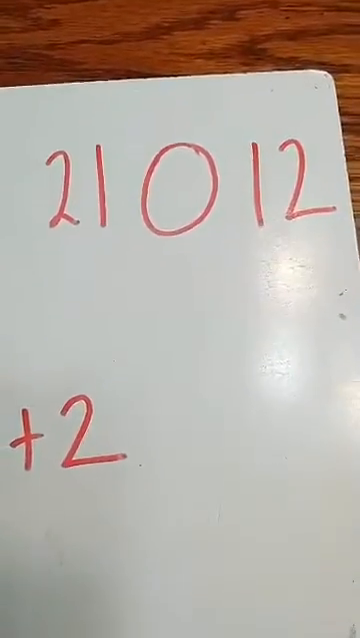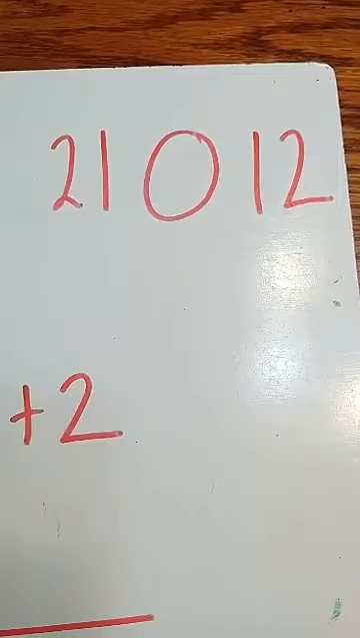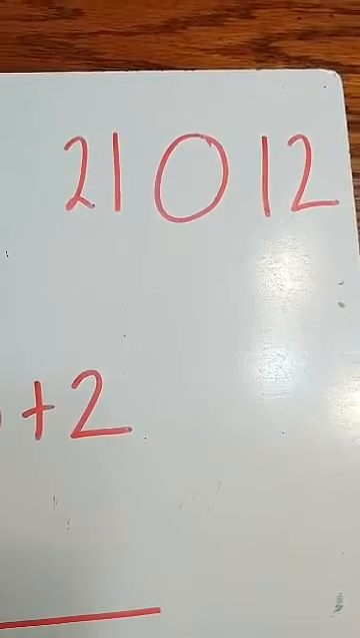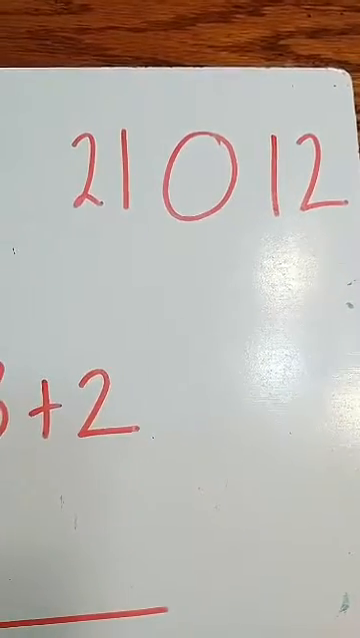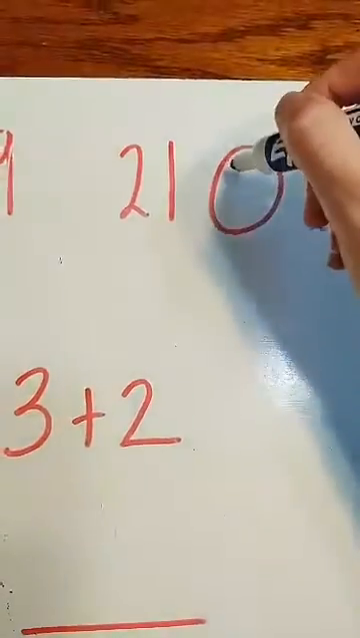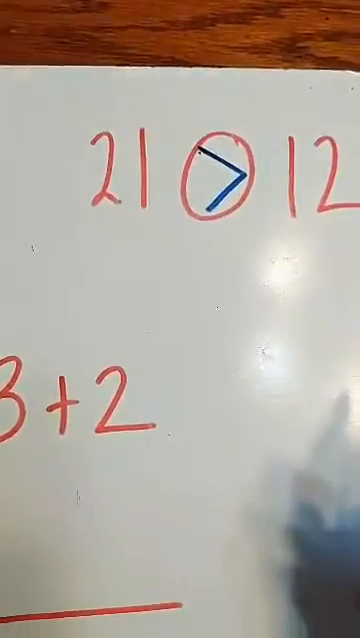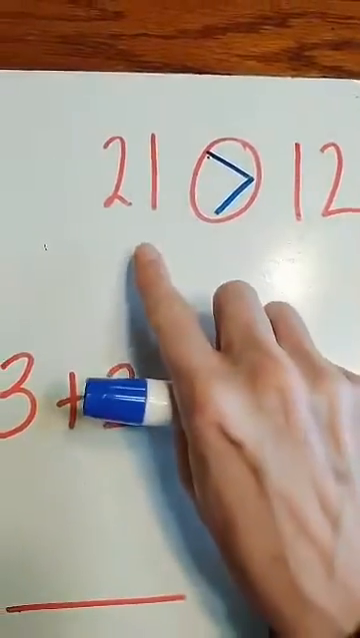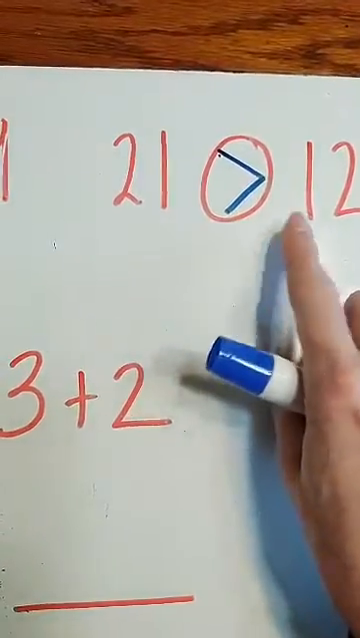Okay, let's try this one. 21 and 12. What comparison's going to go in the middle? My mouth is going to eat the 21. It's bigger. So when we read it, 21 is greater than 12.